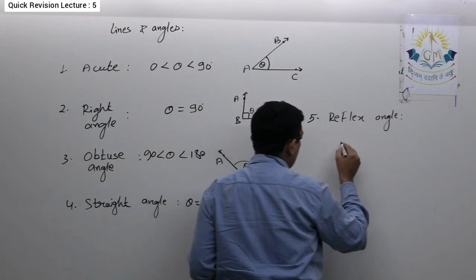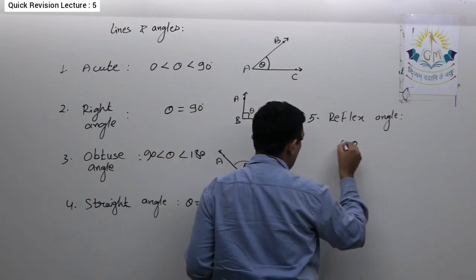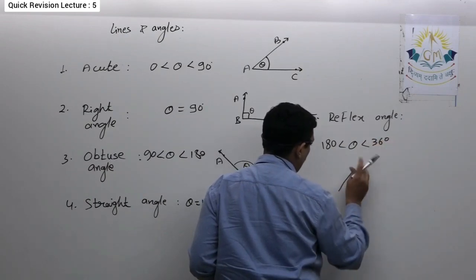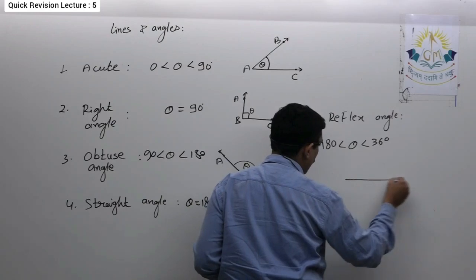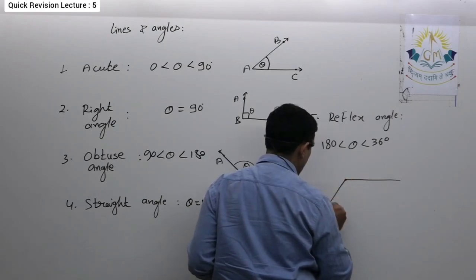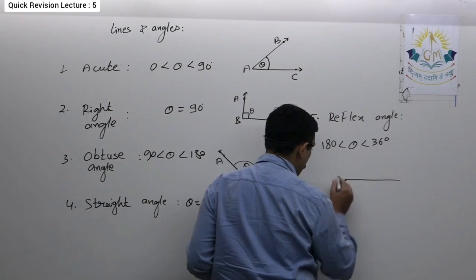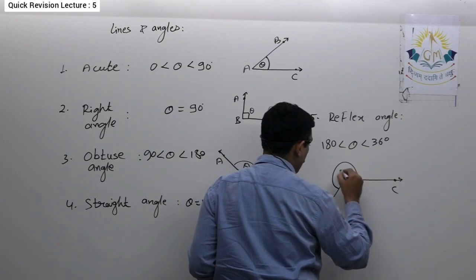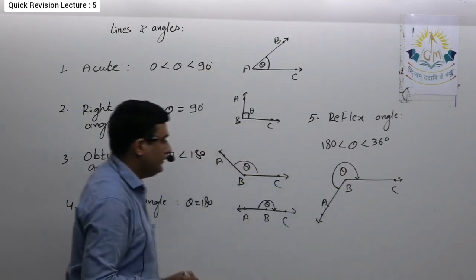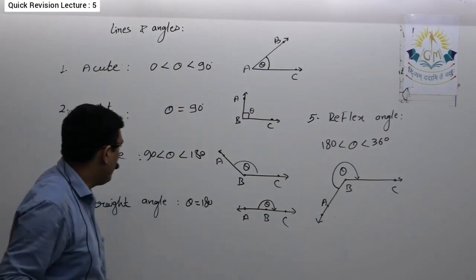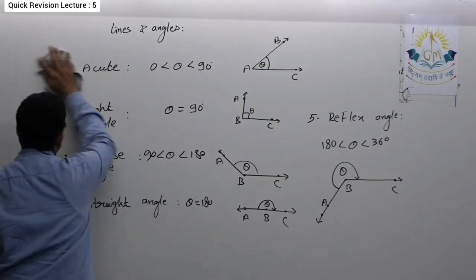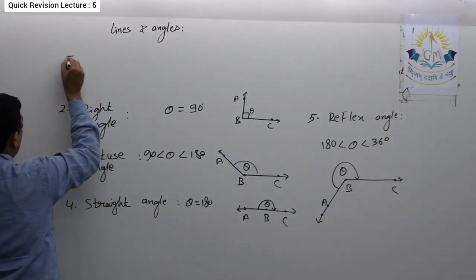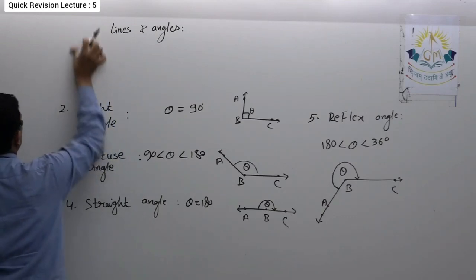Now reflex angle, that is an angle whose measure is greater than 180 and less than 360 degrees, is called a reflex angle. For example, this is the reflex angle ABC. It is greater than 180 and less than 360 degrees. Now after the reflex angle, next we'll see the complete angle. Sorry, sixth one is the complete angle.